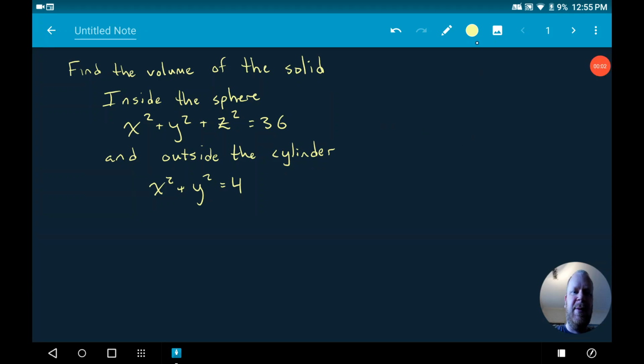Everyone, I'm going to be going over some problems that people have emailed me. I've got 3 of them here in case you want to skip ahead to different problems. One of them is finding the volume of a solid bounded by 2 surfaces.